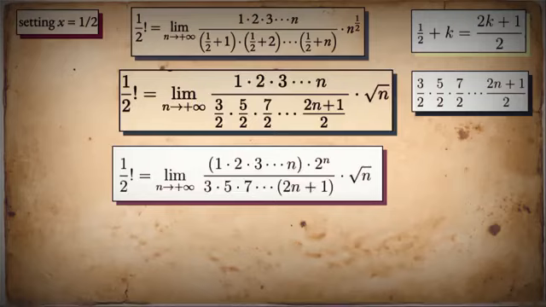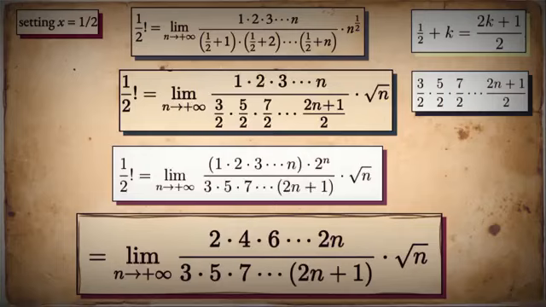The product of 1 through n multiplied by 2 to the n can be rewritten. Each factor k in the product 1 through n, when multiplied by the corresponding factor of 2, gives 2k. So the numerator becomes the product of all even integers from 2 through 2n. This is now a beautifully clean expression. The product of all even positive integers up to 2n divided by the product of all odd integers from 3 up to 2n plus 1 times the square root of n. This form is extremely suggestive.